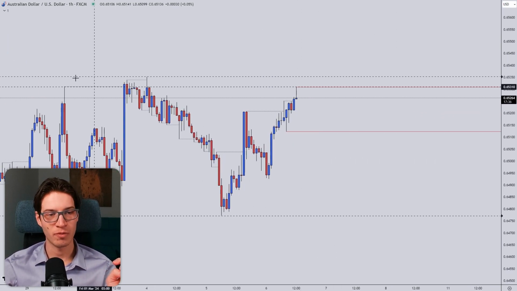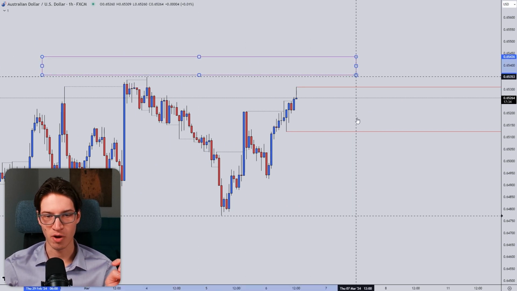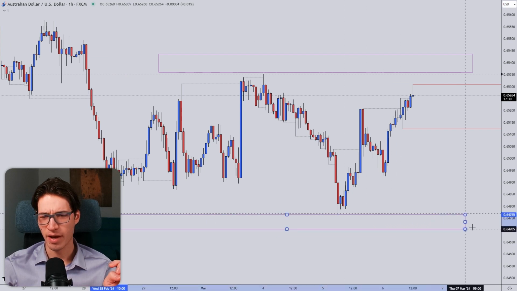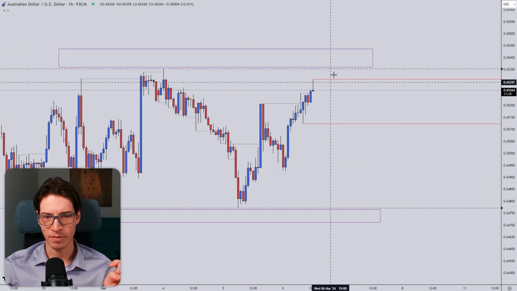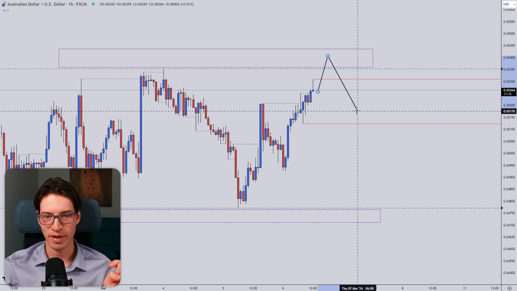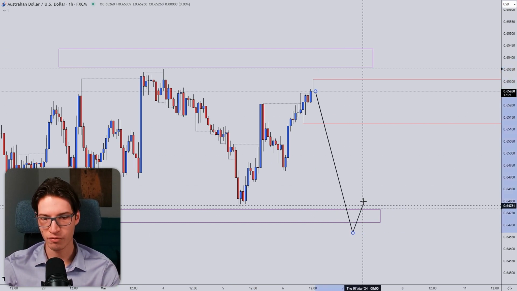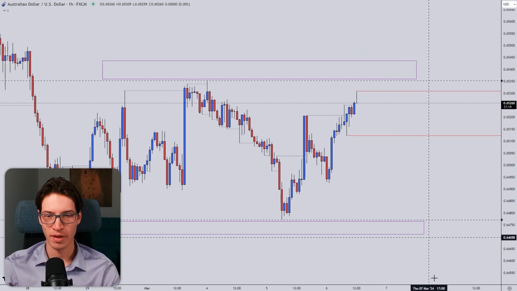I'm looking to see what the price will do, as I said, in these boxes. Because price is still flat, price is still range bound, I'm looking to see if we can pierce, reject, and then get an entry. Or pierce down, reject, get a buy entry.